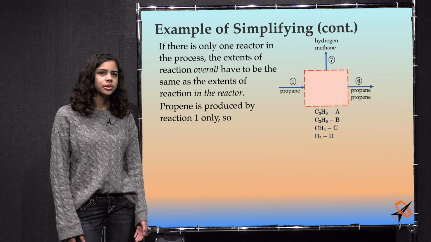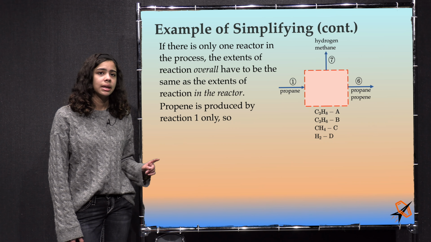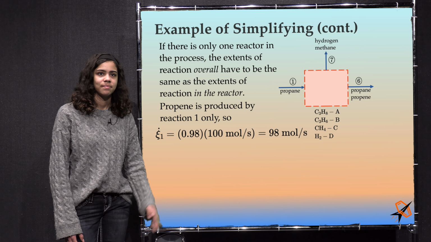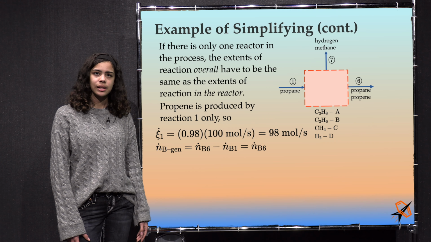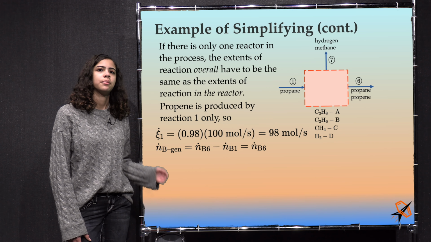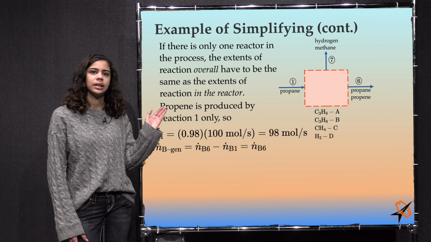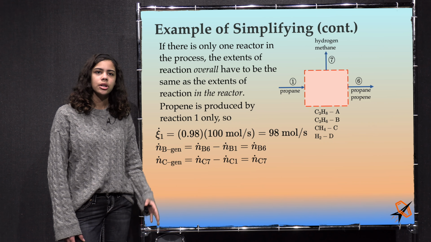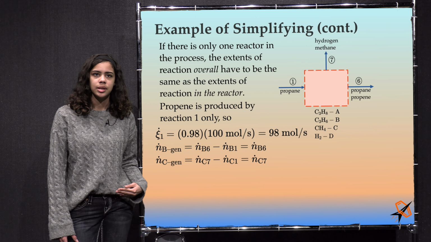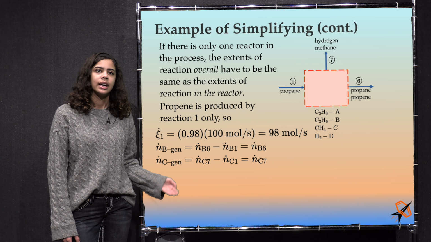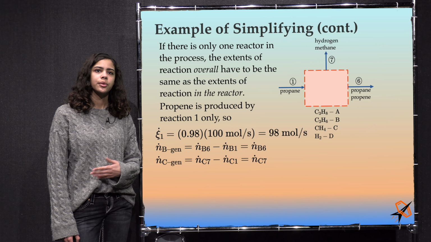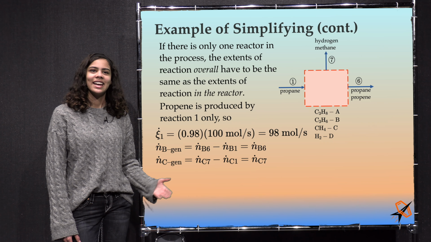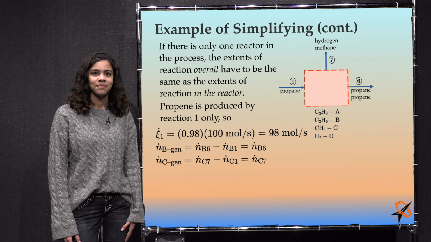Since propene is only produced in reaction 1, that means that the extent of reaction 1 is 98 moles per second. Mole balances of B and C give the B generated as the difference between the B entering and exiting. The same for C. Since no B or C is entering the process, and B is only produced in reaction 1, and C in reaction 2, the generation rates are the same as the exiting rates, N.B6 and N.C7 respectively.